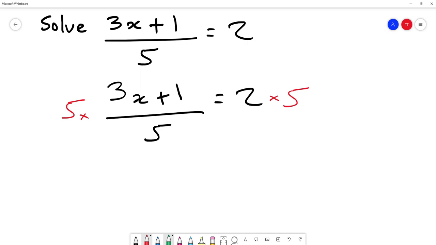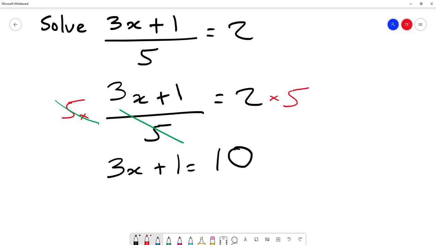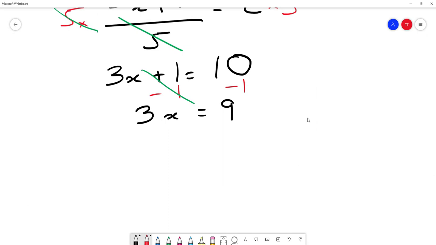Don't forget that times 5 and divide 5 are opposite operations, so they cancel out. So we get 3x plus 1 equals 2 times 5, which is 10. Minus 1 on both sides of the equation. 3x equals 10 minus 1, which is 9. Don't forget, 3x means 3 times x, so we can divide by 3 on both sides. So divide 3 here. Divide 3 on this side. So x equals 3.